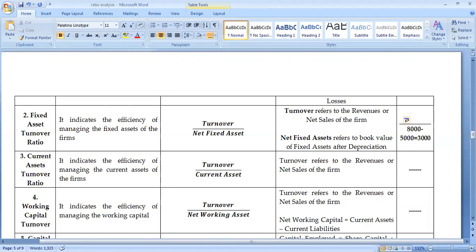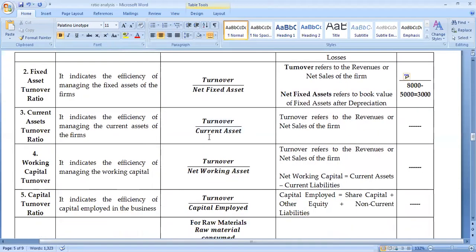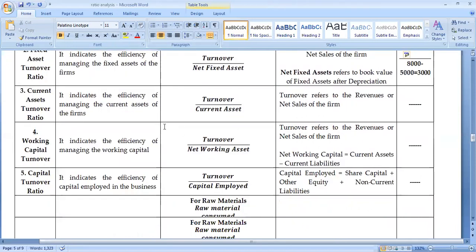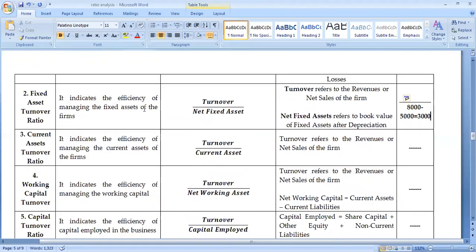And one more, the current assets turnover ratio. Turnover with the current assets. The turnover refers to the revenue or the net sales of the firm. These are all mainly indicated in order to find out how efficient or how well the company can manage its turnover by keeping these fixed assets, or with the current assets, or with the working capital, or with any capital employed.